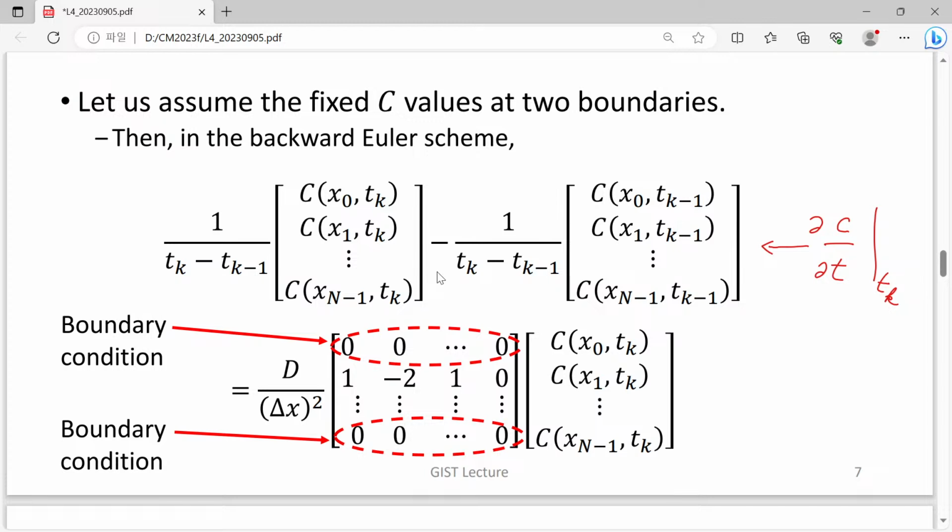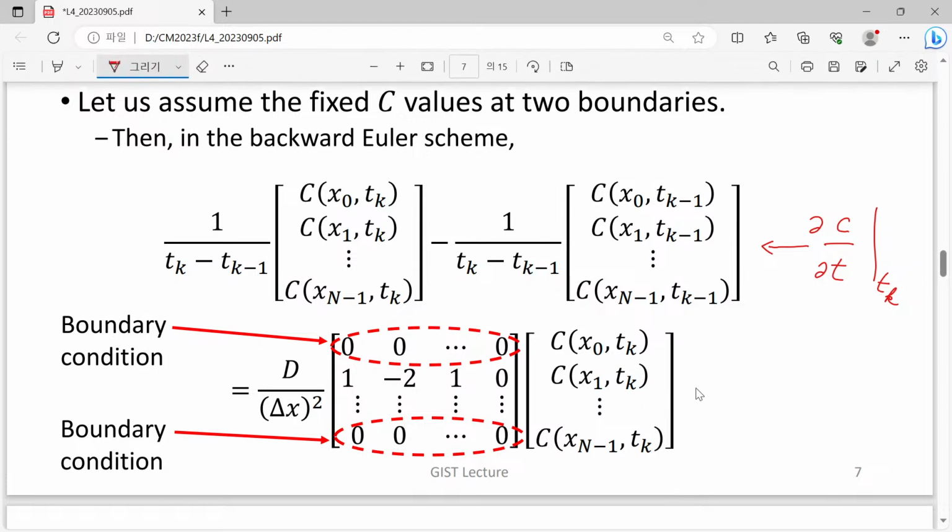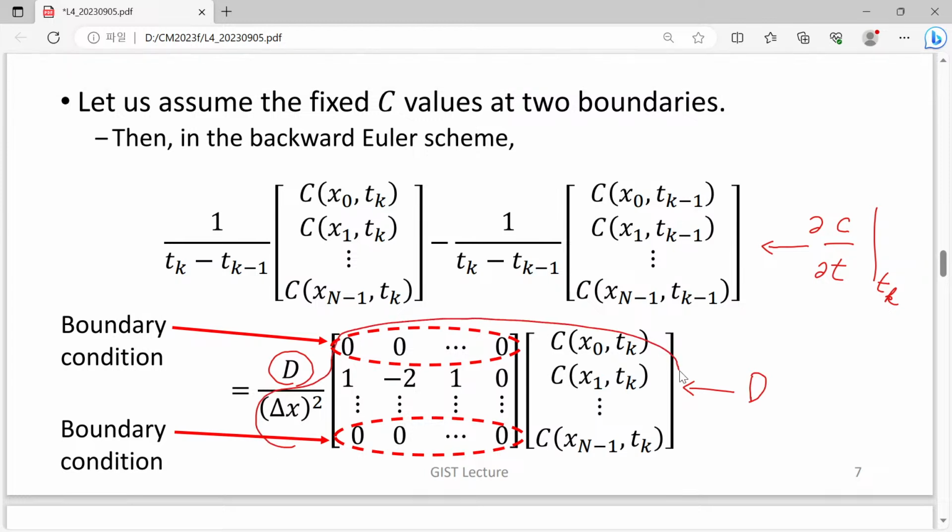Then this is just the time derivative. Then please try to read this one. Can you read it? So here we have leading coefficient d, so diffusivity, and now we have the remaining one. What is this? This one is simply the discretized form of the second derivative of our c. So are you all with me?